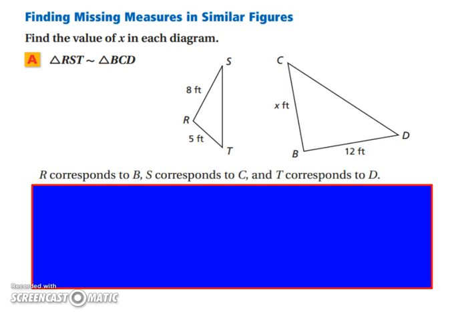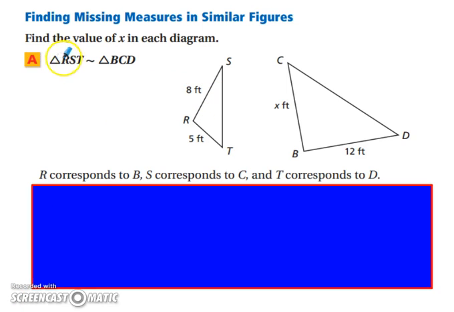Find missing measures in similar figures. Find the value of x in each diagram. This is telling you that triangle RST is similar to triangle BCD. That little symbol means similar. If you look, R and B are in the same spot, so they correspond to each other. S and C are in the same spot, so they correspond. And T and D are in the same spot, so they correspond.